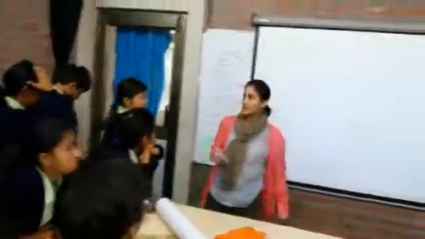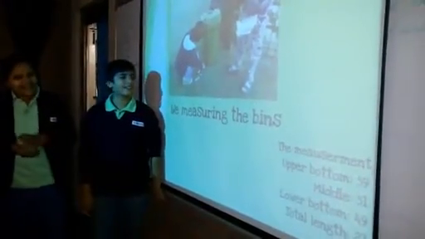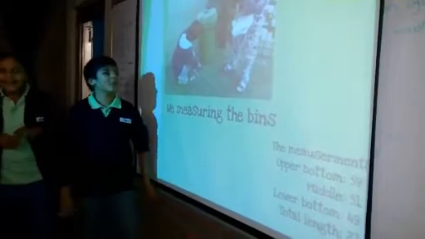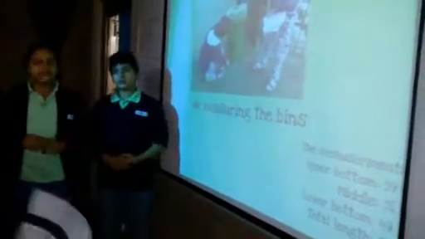Let's look at your presentation. What is lower bottom? Upper bottom? What is upper bottom? Start using the language. We were using all these wrong terminologies. After that, we had a session with Moshmi ma'am where we got to know new terminologies that were appropriate for what we were talking about.